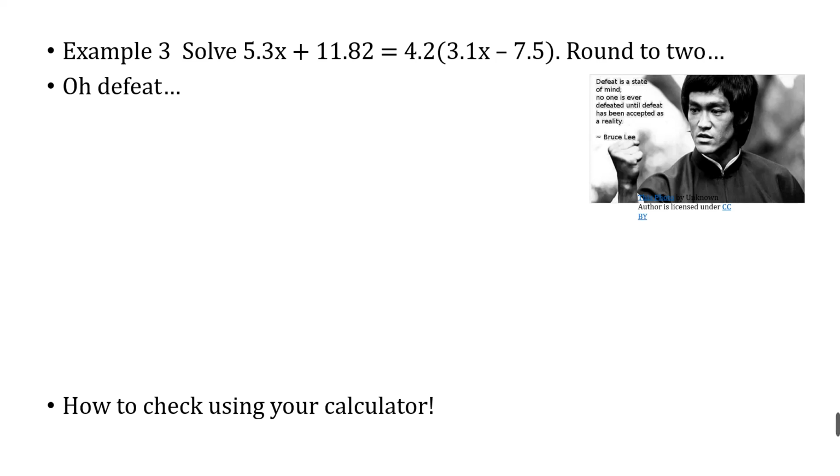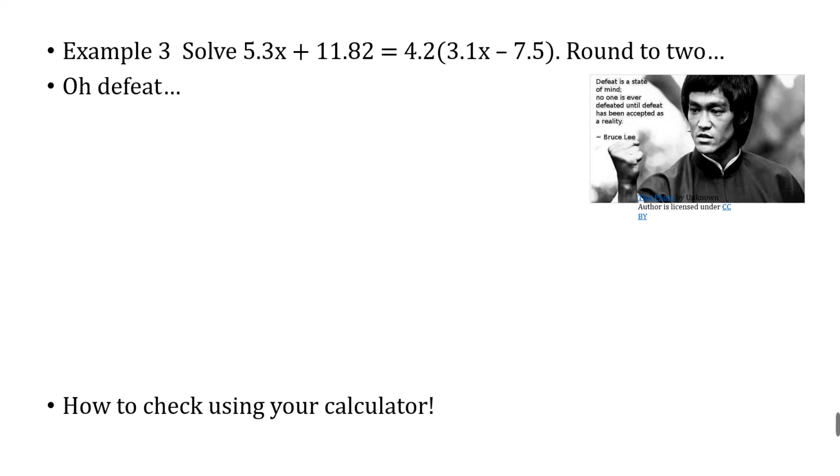Okay, so example 3. Solve 5.3x plus 11.82 equals 4.2 times the quantity of 3.1x minus 7.5, round to 2 decimal places. And so here I have a nice picture of Bruce Lee. Defeat is a state of mind; no one is ever defeated until defeat has been accepted as reality. I'm going to have to use my calculator again.